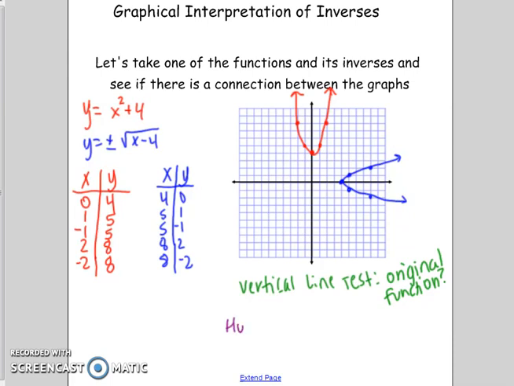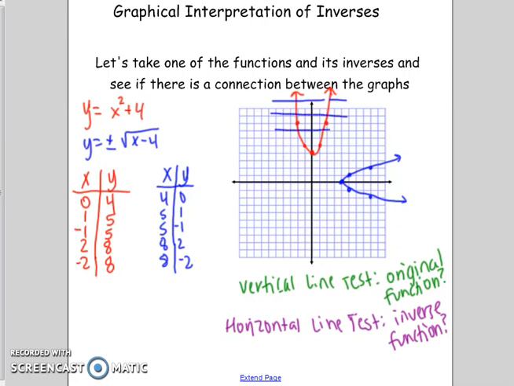If I use the horizontal line test on the original graph, that's going to tell me if the inverse is a function. So if I were to draw horizontal lines along the red one, horizontal is going this way, it's failing the horizontal line test because it's passing through 2 points at the same line. So the vertical line test is going to check if the original graph is a function. The horizontal line test is going to check whether the inverse of that graph will be a function or not. So we don't have to necessarily graph the inverse function.